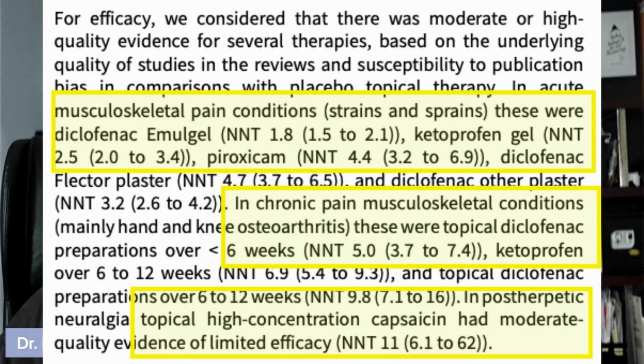Well, this gives a summation. Don't get too concerned about it. NNT, just so you know, is number needed to treat in order to get a response. So for musculoskeletal pain from strains and sprains, diclofenac and ketoprofen seem to work pretty darn well. If we're looking at chronic musculoskeletal pains, what we're looking at is topical diclofenac placed there.